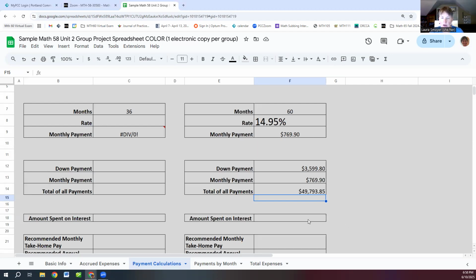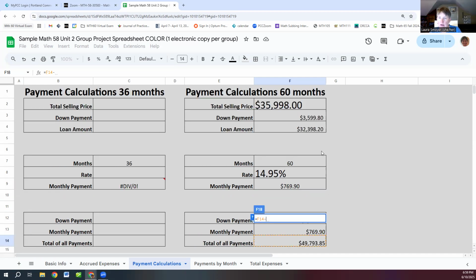And that's not including all of the associated expenses. We are just focusing on the actual cost of the car as opposed to the cost of maintaining and having it run with the gas, etc. So how much did I spend on interest? Well, I'm going to do another formula. So again, I start with an equal sign, and I'm going to take the total that I paid and subtract the total selling price.